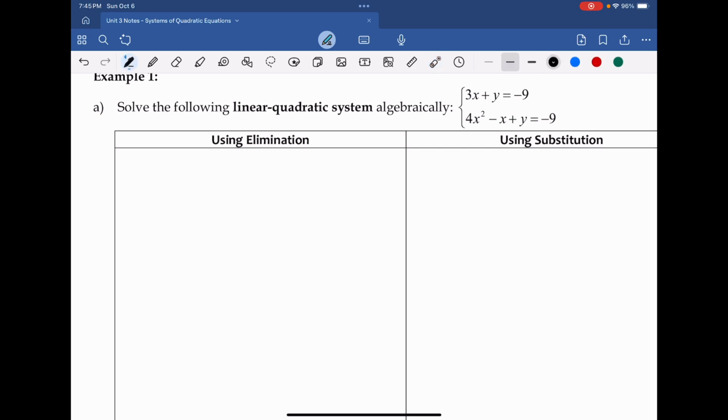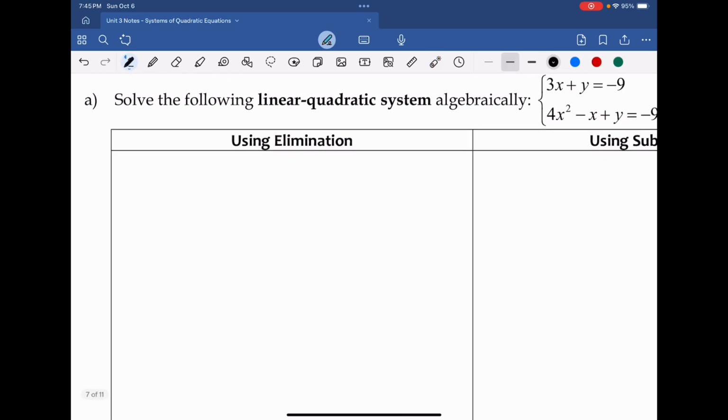Okay, now if we want to eliminate, what I notice right away about the equations is that I see a y and a y that are alone like this, and they're both a coefficient of 1, which actually makes our step of elimination quite easy.